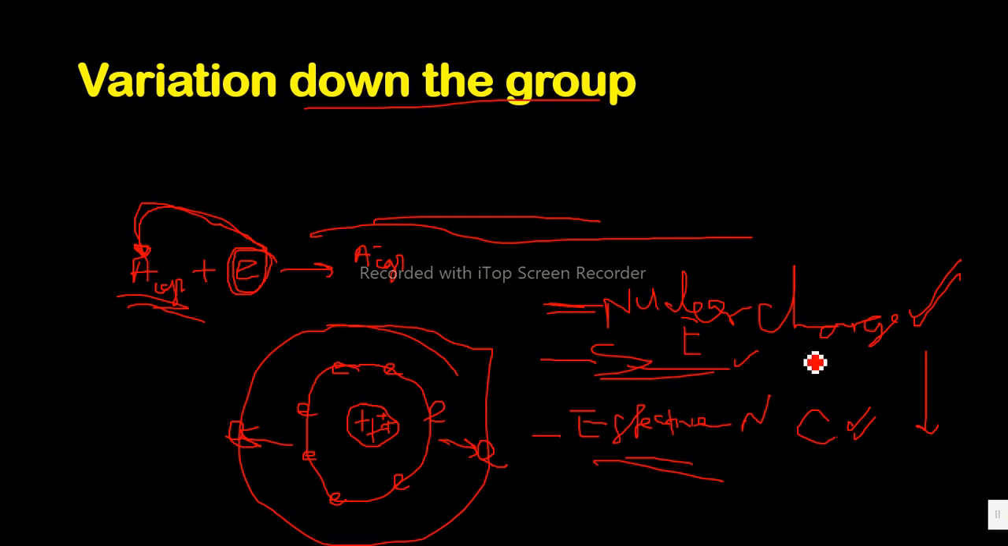But if the nuclear charge is high, then the effective nuclear charge is high. And if the effective nuclear charge is high, then the nuclear attraction for the incoming electron becomes high. The incoming electron receives high attraction. And so what happens to the energy that is given out? When this electron finally adds onto the atom, much energy is going to be given out. So basically that is the concept.